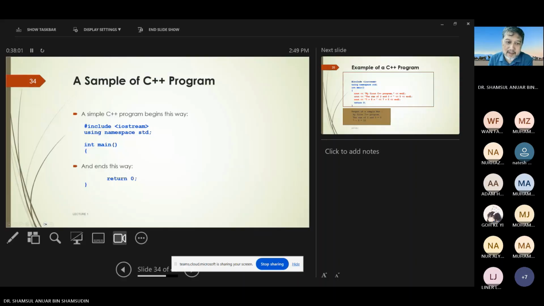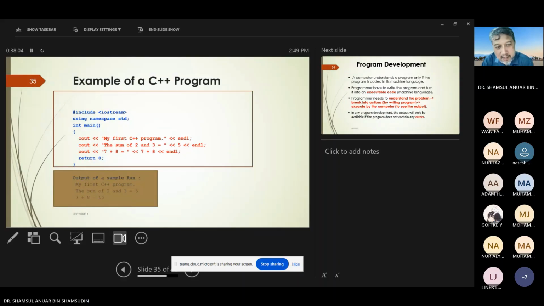Okay, so this is another example. Include iostream, using namespace std. And then you have this thing, my first C++ program, endl. Endl is for end of line. And after endl, it will go like enter into the next line. So then cout, then the statement, the sum of 2 and 3 is 5, endl.